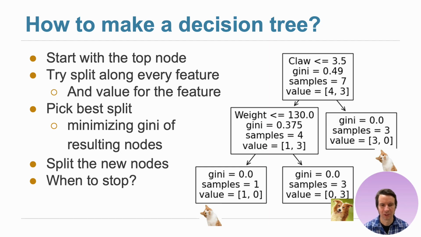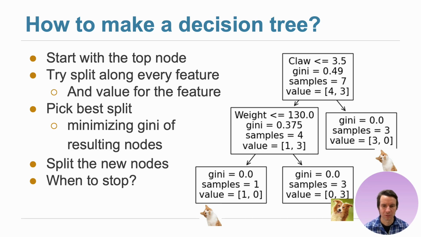Here's more detail. We start at the top node if we want to make a decision tree, and then we look at every feature and value for the feature, and try to find a best split. The best pick is minimizing the Gini of the resulting nodes. There is a lot to choose from if you have many features, and then the features have real values. But yeah, that's what one needs to do.